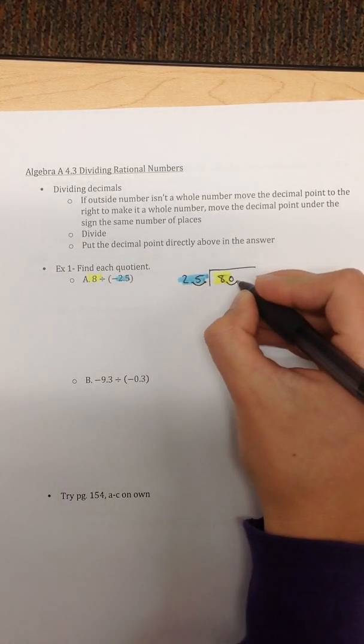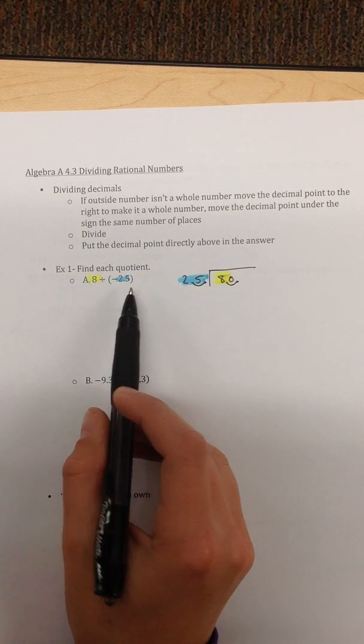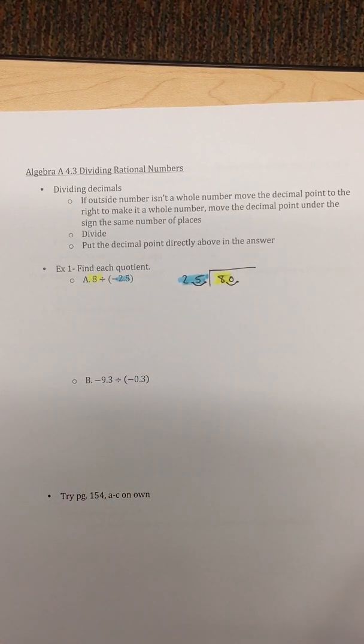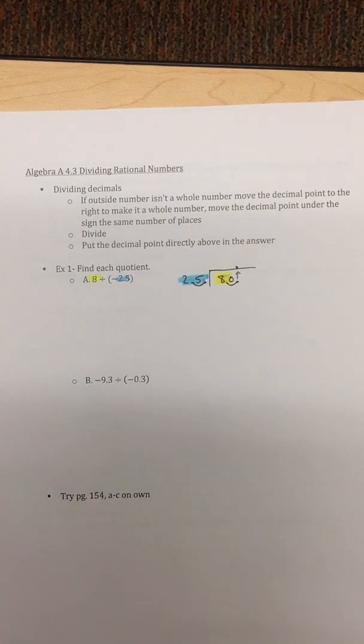So now, instead of taking 8 and dividing it by 2.5, I'm taking 80 and dividing it by 25. All I did there was take the 8 times 10 and the 2.5 times 10 to make the decimals go away, which just makes it a little easier to deal with. Then when we write our answer, our decimal point goes directly above where we moved it to. Now we divide, just like in long division.